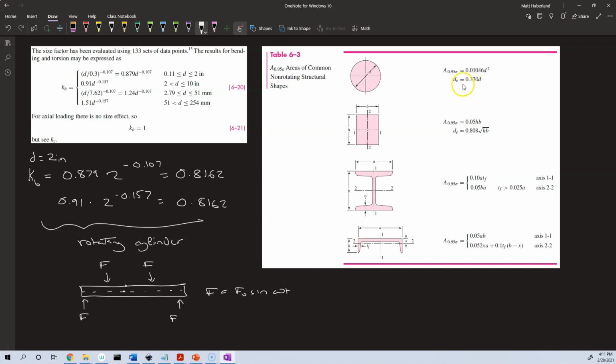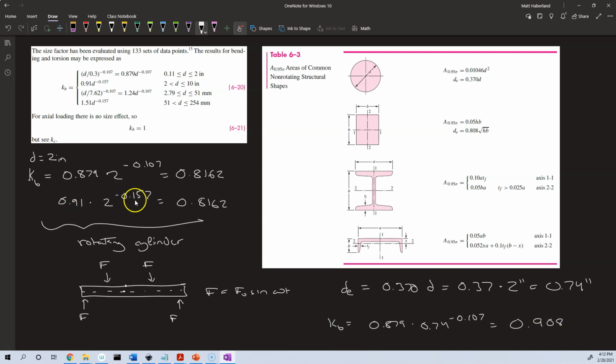All we need to do is use this formula. The equivalent diameter that we're interested in is 0.370 times the diameter of our actual part. 0.37 times 2 inches is 0.74 inches. We're going to plug that into our expression for KB. So the KB in the non-rotating case, because there's less of an area that has these high stresses and that could cause fatigue failure, is 0.879 times 0.74 to the power of negative 0.107. And so here we have 0.908 as our KB. It's better than in the rotating case.